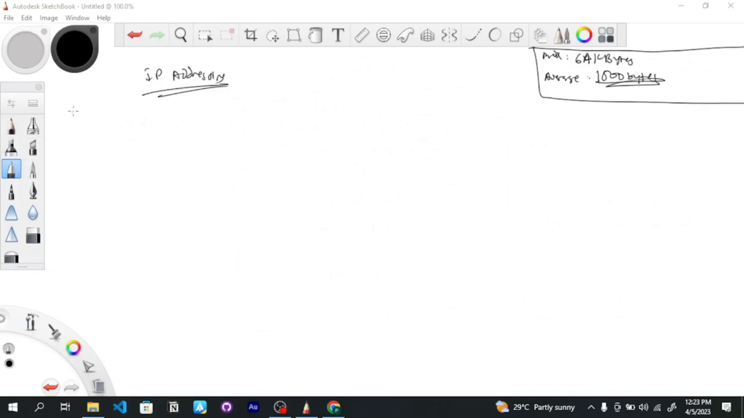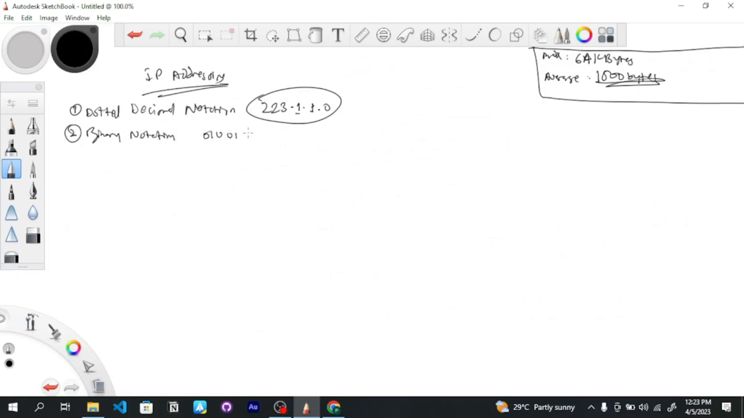Now there are two ways of representing IP addresses: the dotted decimal notation, which we've already talked about. It looks like numbers, like 223.1.1.0. That's how we look at it, because human brains cannot understand the 0100001 thing so easily. And then you also have the binary notation. You understand? Yeah.